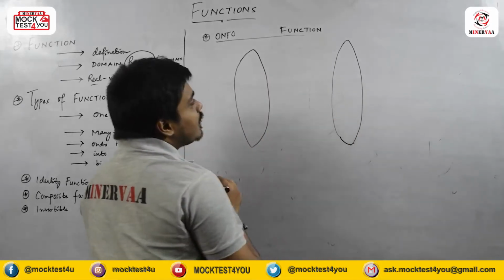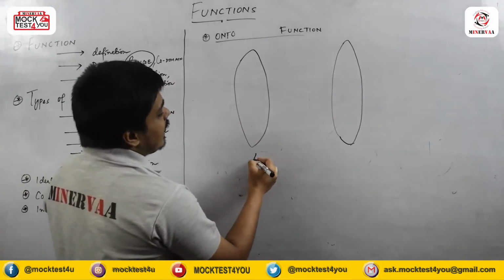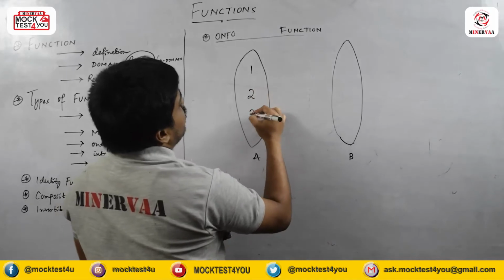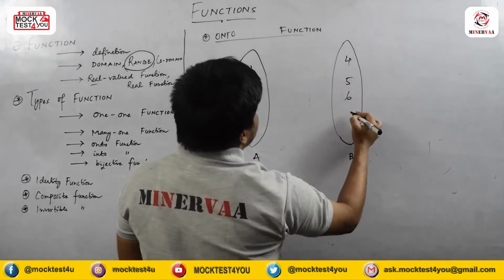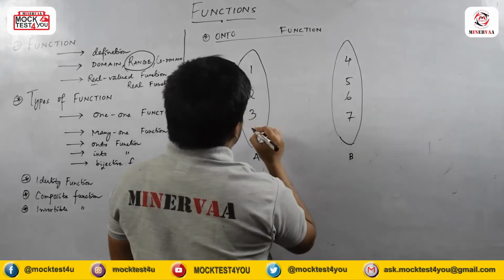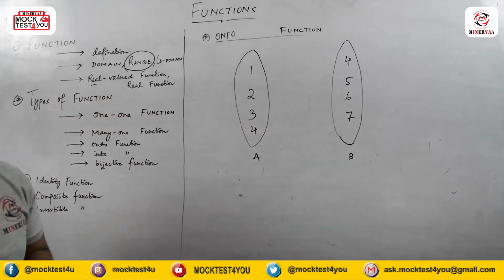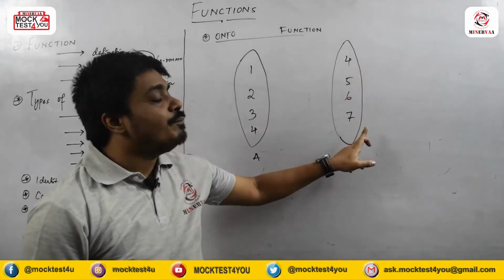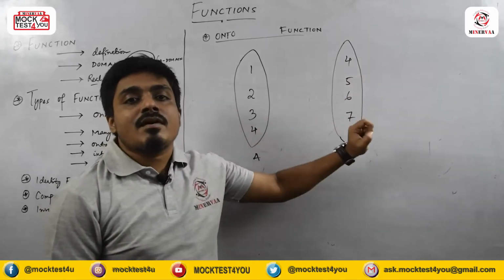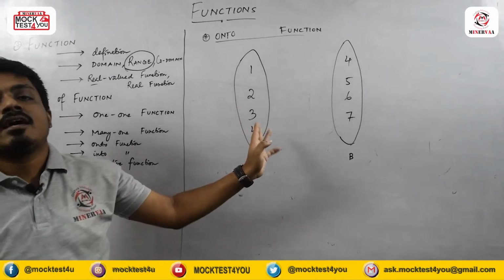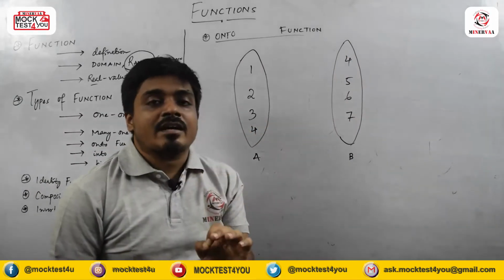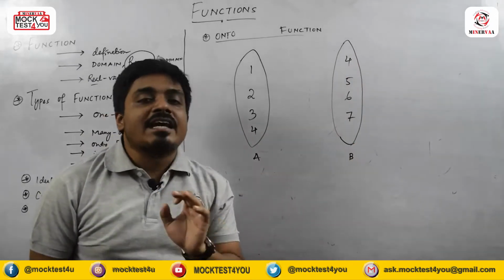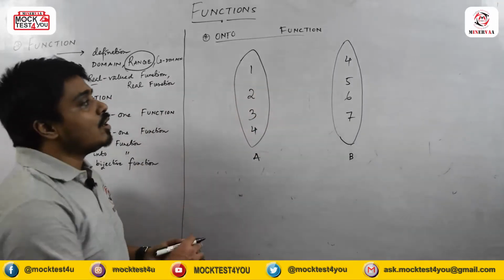So an onto function is what? Suppose I have two sets A and B. Let me write the elements also, 1, 2, 3, 4, 5, 6, 7. So an onto function is nothing but a function in which every element of B needs to be an image of some element in A. It is compulsory, then only it can be onto. So every element of B must be an image of an element in A.